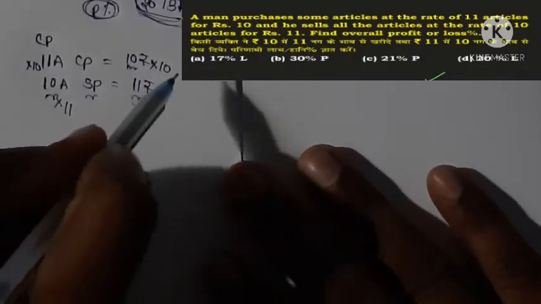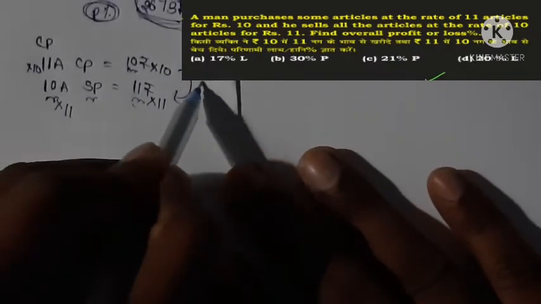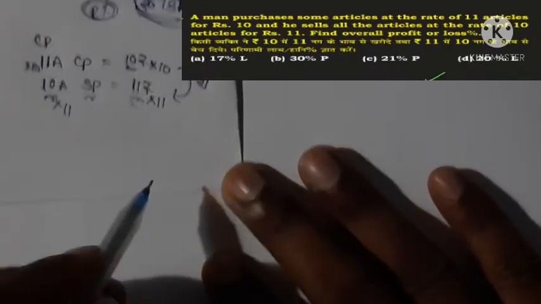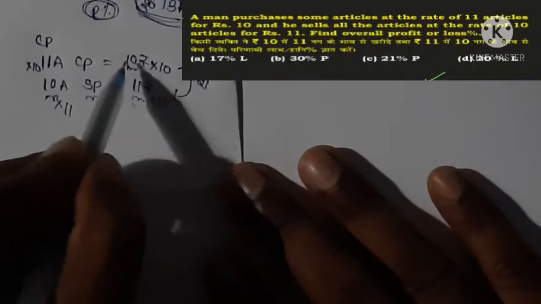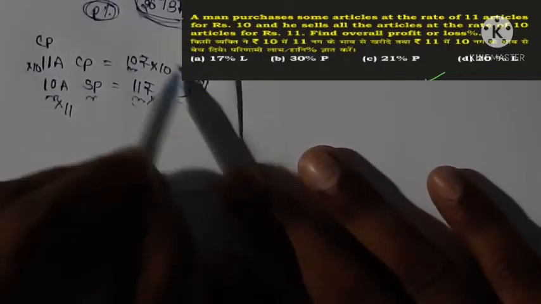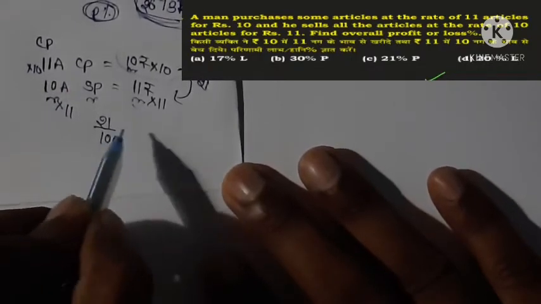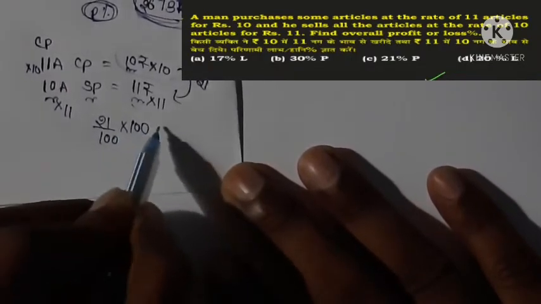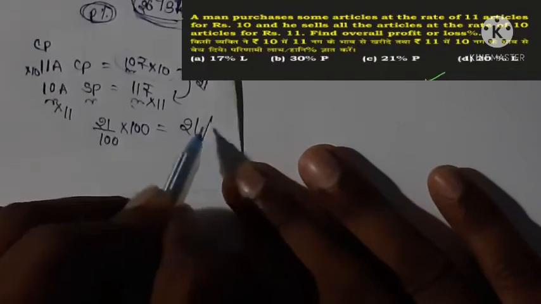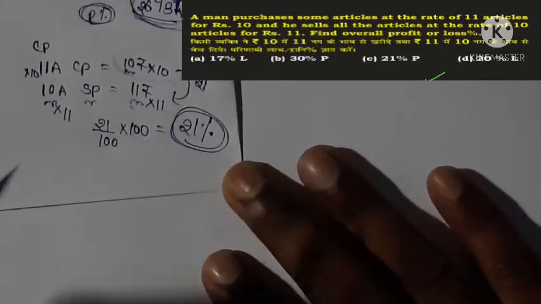So here we get a profit of 21 rupees. So 21 rupees profit for 100. So 21 by 100 into 100. So the value is equal to 21 percent profit.